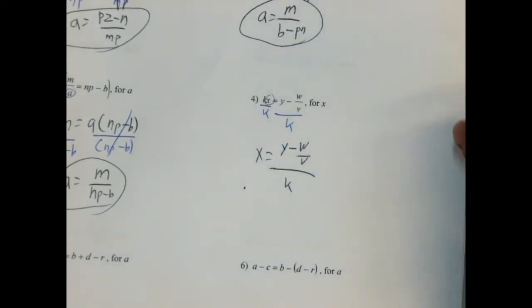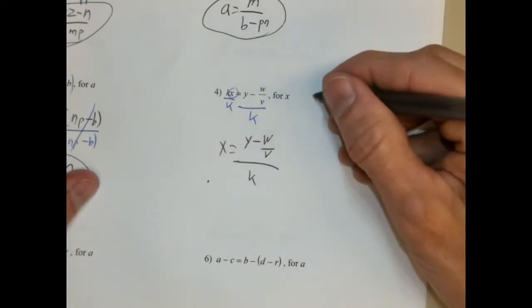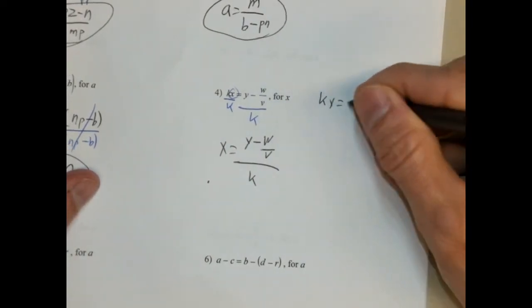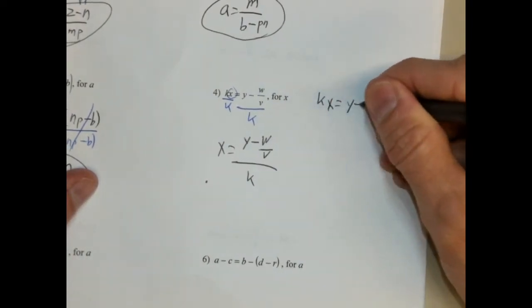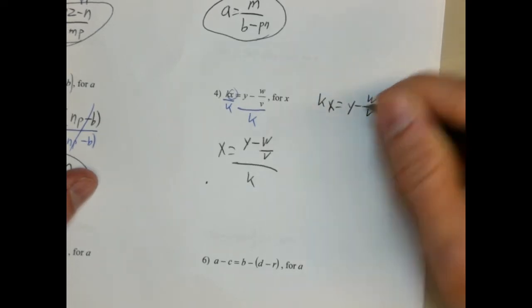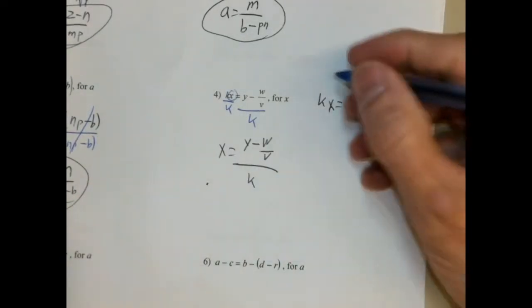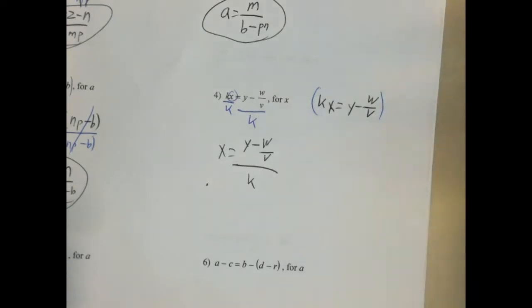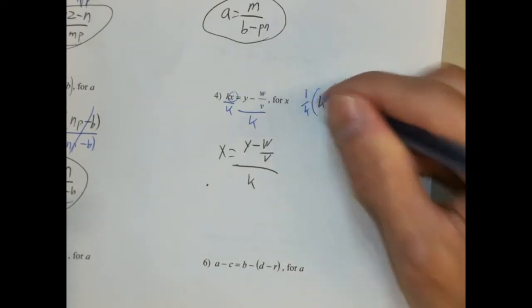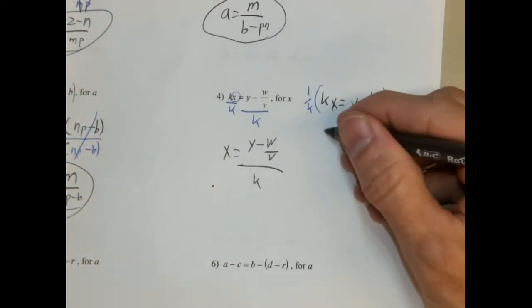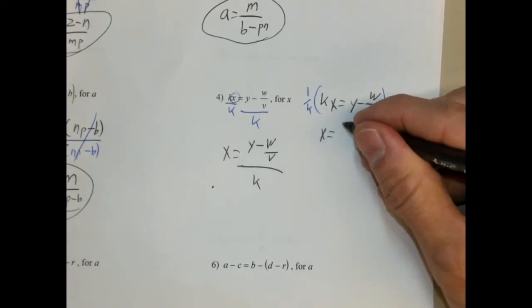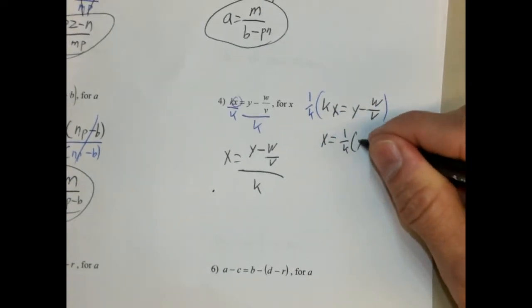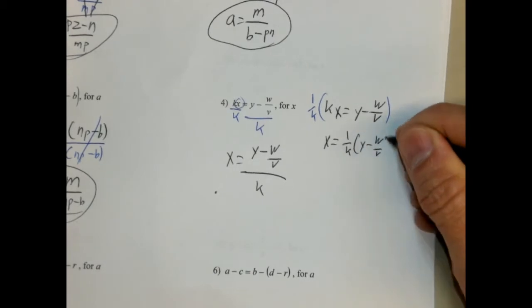You could also do it a different way. I'm going to show you this. So let's say, I'm going to write it again here. So kx equals y minus w over v. So instead of dividing by k, you can think of multiplying by its multiplicative inverse or its reciprocal, which is 1 over k. And you accomplish the same thing. So x is equal to, and you could write it like this, 1 over k times y minus w over v. That works just as well too.